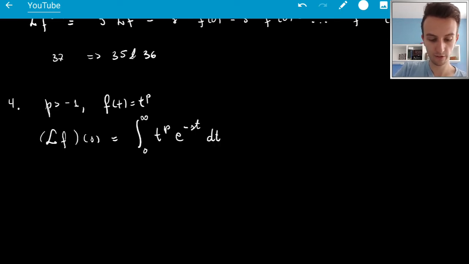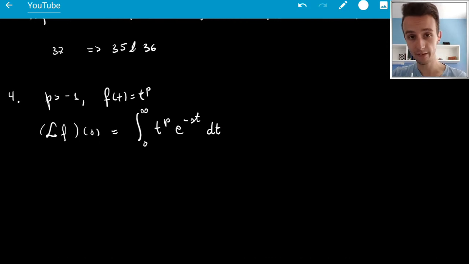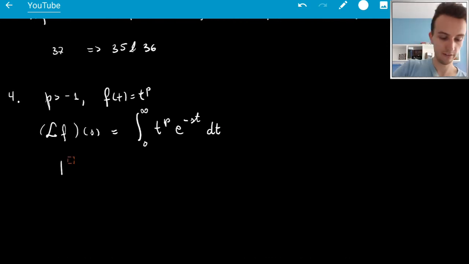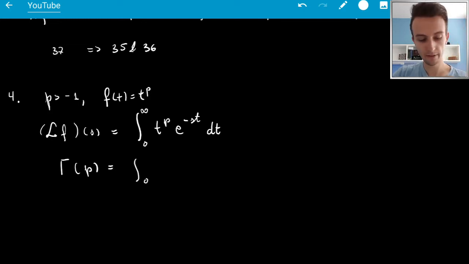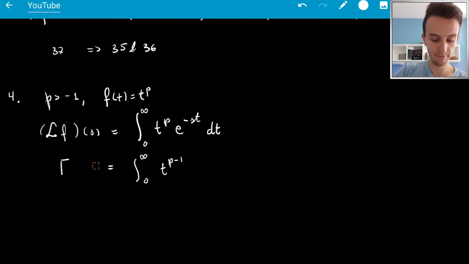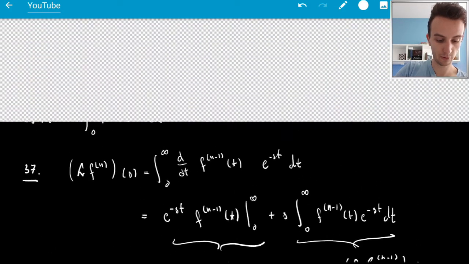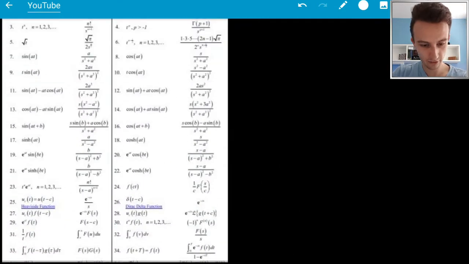So we have to get the gamma function. Let's just write what the gamma function is. So gamma of p would be the integral from 0 to infinity of t, I believe it's t to the p minus 1. Could be p plus 1. I always forget this. So let's just adjust. Let's say p plus 1 is p. Does that match?